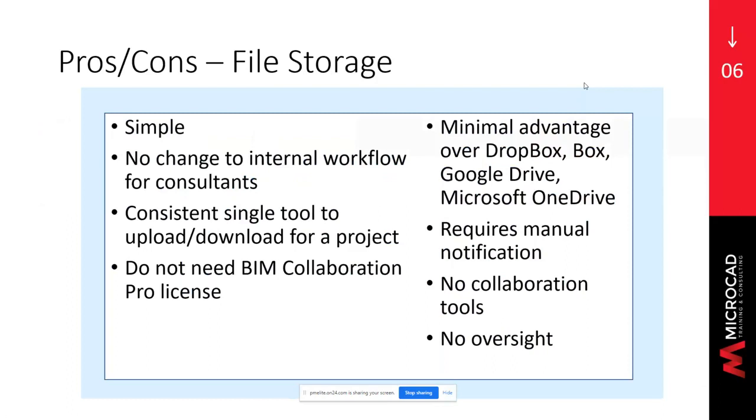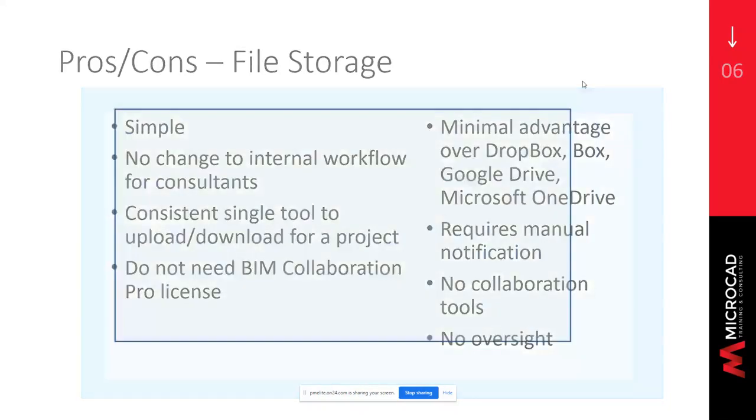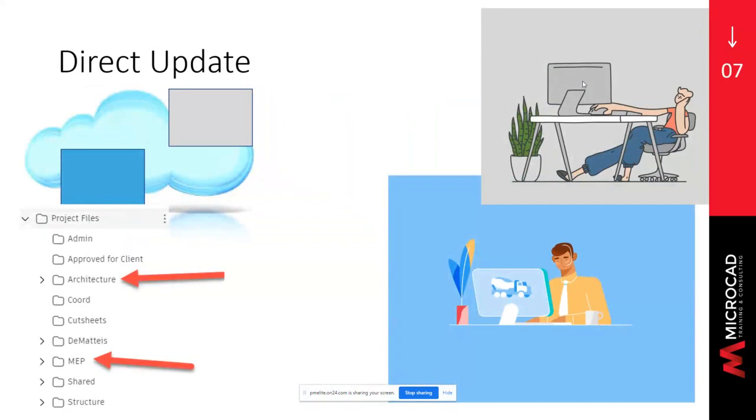But this really is a sideways move from the other cloud-based tools. There are no additional collaboration tools available to you, or audit trail, or any meaningful version control. And there's no automatic notification. So not only do the end users have to manually upload, download, they also have to call or email or text the other members of the team to let them know about the new file. Finally, there's no ability for a project manager to overview the project to see the status and who is working on what. Let's move up the ladder one step and look at the second option, direct update.